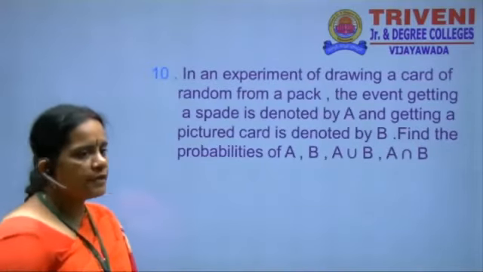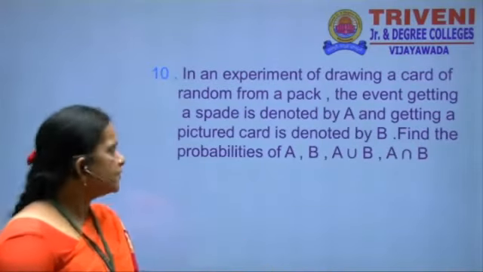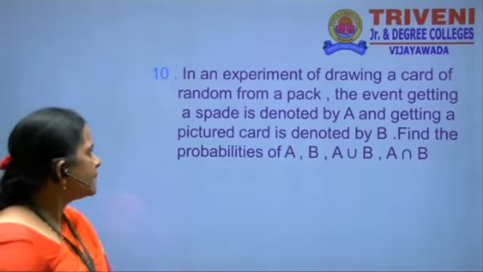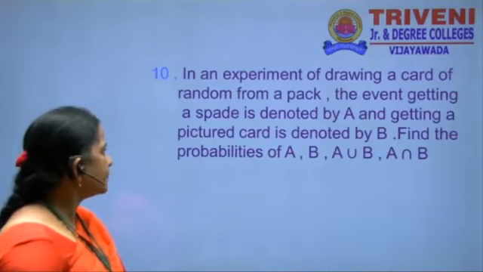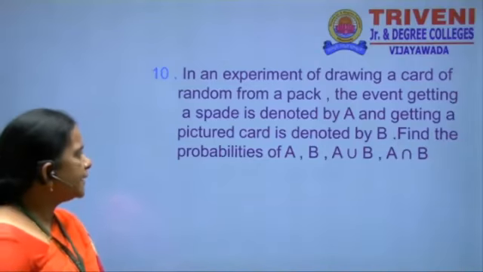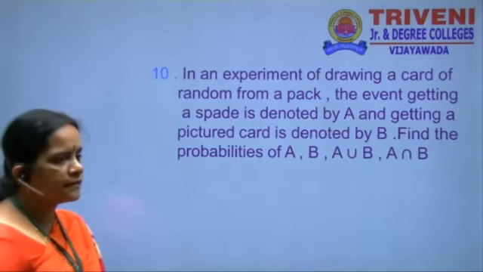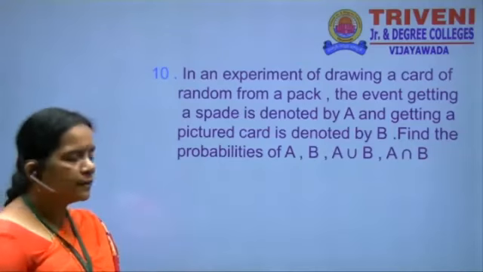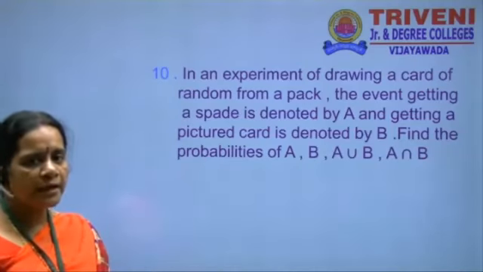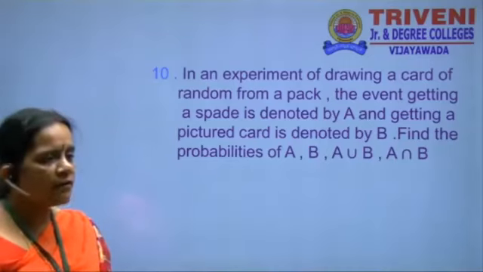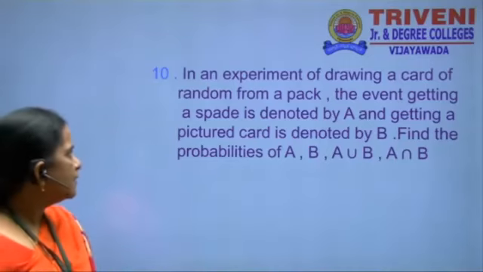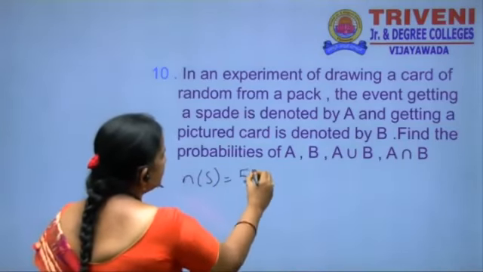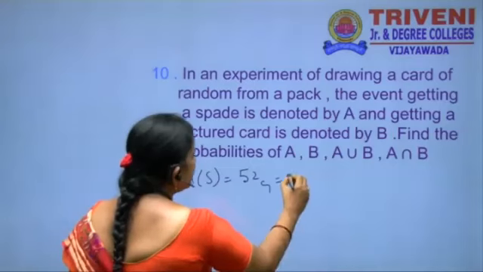Then, continuing from the last class, the problems will continue here. In an experiment, a card is drawn at random from a pack. The event of getting a spade is denoted by capital A and getting a picture card is denoted by B. Find the probabilities of A, B, A union B and A intersection B. A pack of cards is 52 here. Suppose n of S is equal to 52C1. This can be written as 52.